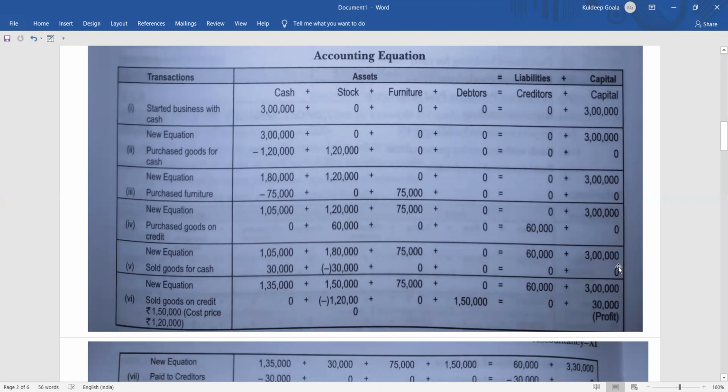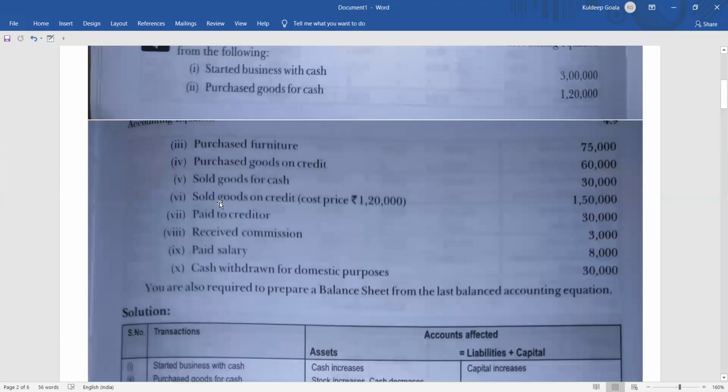No change with it, it is 3 lakh, right? Remaining at 3 lakh. So now coming to the next one, sold goods for cash 30,000. So we are selling goods for cash. So cash will come, and what will go? Stock will go. So stock will be deducted, right?